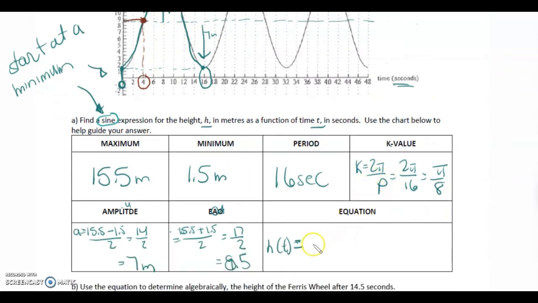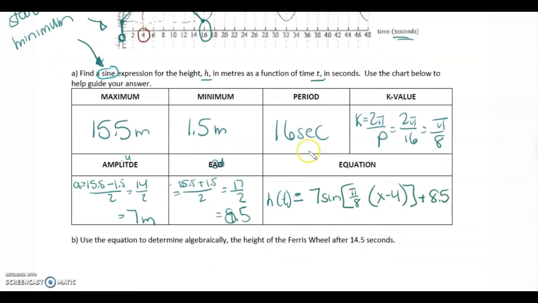Okay, so the amplitude is 7. We're going to have sine, the K value, which is pi by 8, x minus 4, because we're going to the right 4 units, and then plus the equation of axis, which is 8.5. So this is our equation.